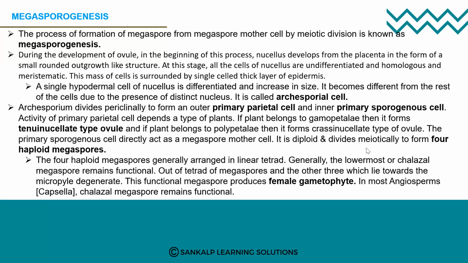It is diploid and divides meiotically to form 4 haploid megaspores. The 4 haploid megaspores are generally arranged in a linear tetrad. Generally, the lowermost or chalazal megaspore remains functional out of the tetrad of megaspores, and the other 3 which lie toward the micropyle degenerate. This functional megaspore produces the female gametophyte. In most angiosperms, the chalazal megaspore remains functional.